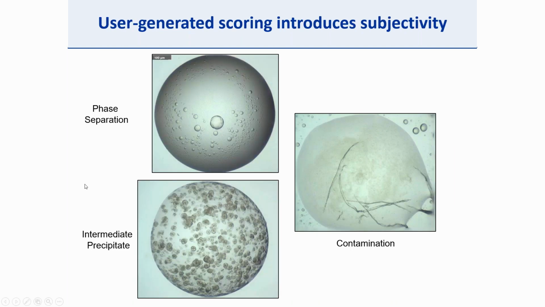It's worth noting that because all of this is a user-generated scoring, there is some subjectivity, and there's some drops that can be difficult to call. So if you have something like phase separation, that can be a little bit difficult and vary from user to user, or something with perhaps intermediate precipitation, or if you have some sort of contamination within your drop. So these are some problems that can occur, although I'll say from our experience it wasn't too bad.